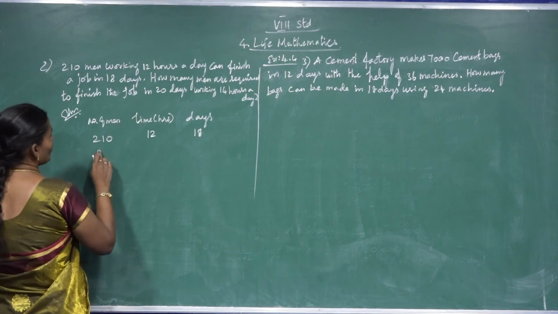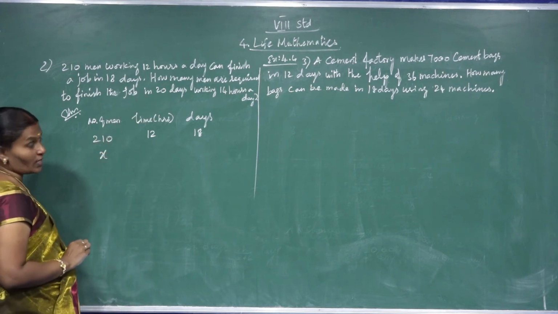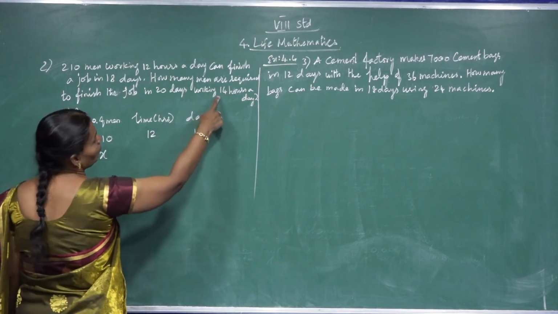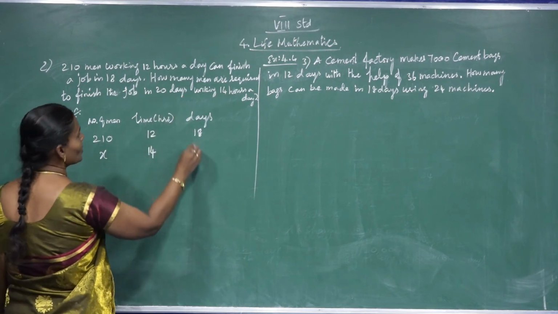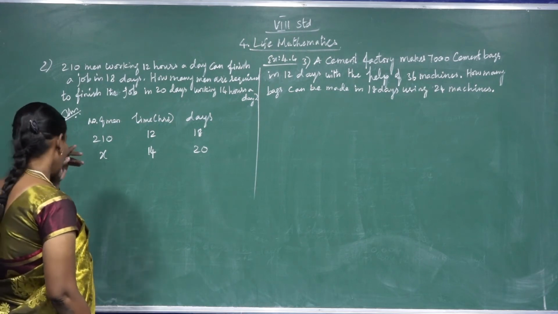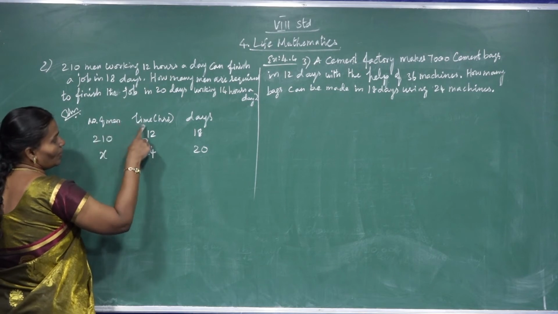The next one: how many men are required? So the question is how many men, so you consider the unknown as X. Then the time is 14 hours, and the number of days is 20 days. Now compare with the unknown.